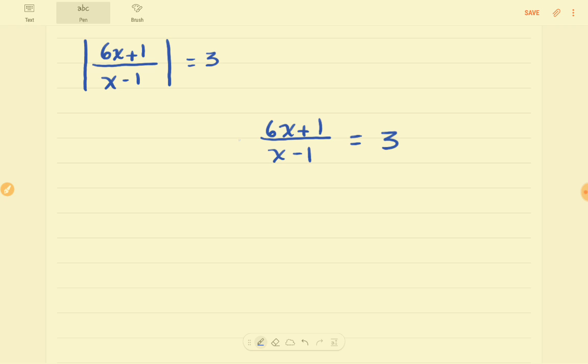Equal to positive 3 and negative 3. So I'm going to move the denominator, or how should I say that? Cancel the denominator. I'm going to multiply through by the LCD.